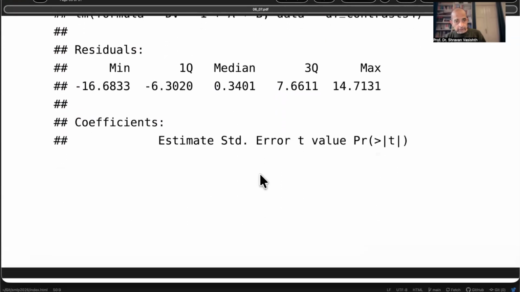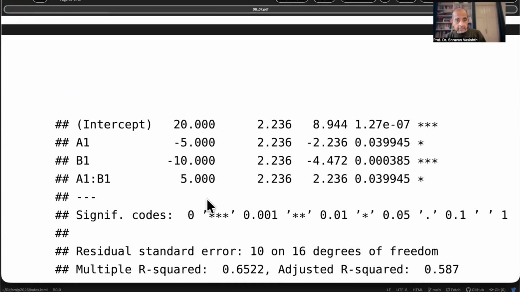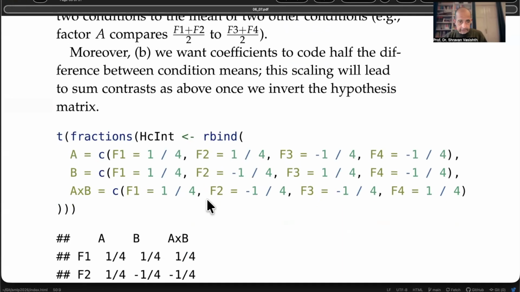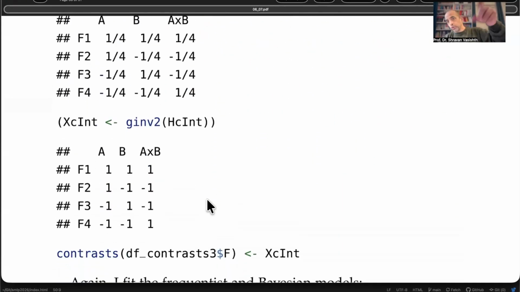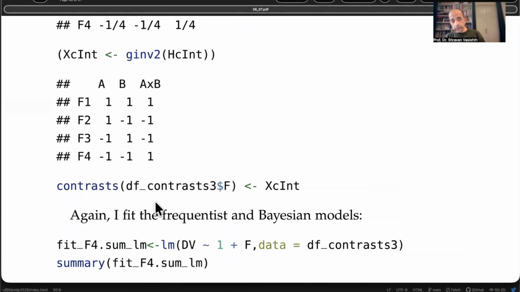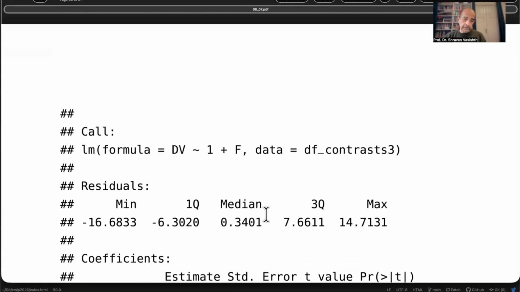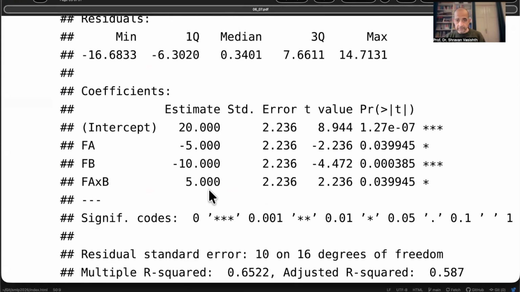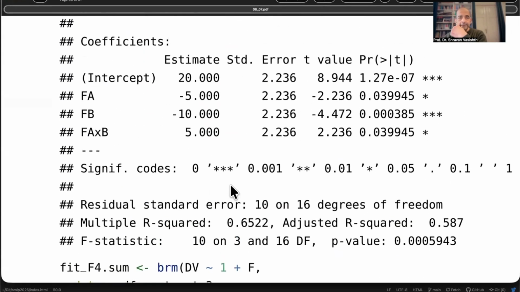And what we got as estimates here are exactly the estimates that we are getting now, having done it through first defining the hypotheses, getting the hypothesis matrix, converting that through a generalized inverse to a contrast matrix, looking at the contrast matrix, plugging the contrast matrix into the data frame, and then doing the linear model. Get exactly the same numbers, okay? And the same everything, right? T values, etc.